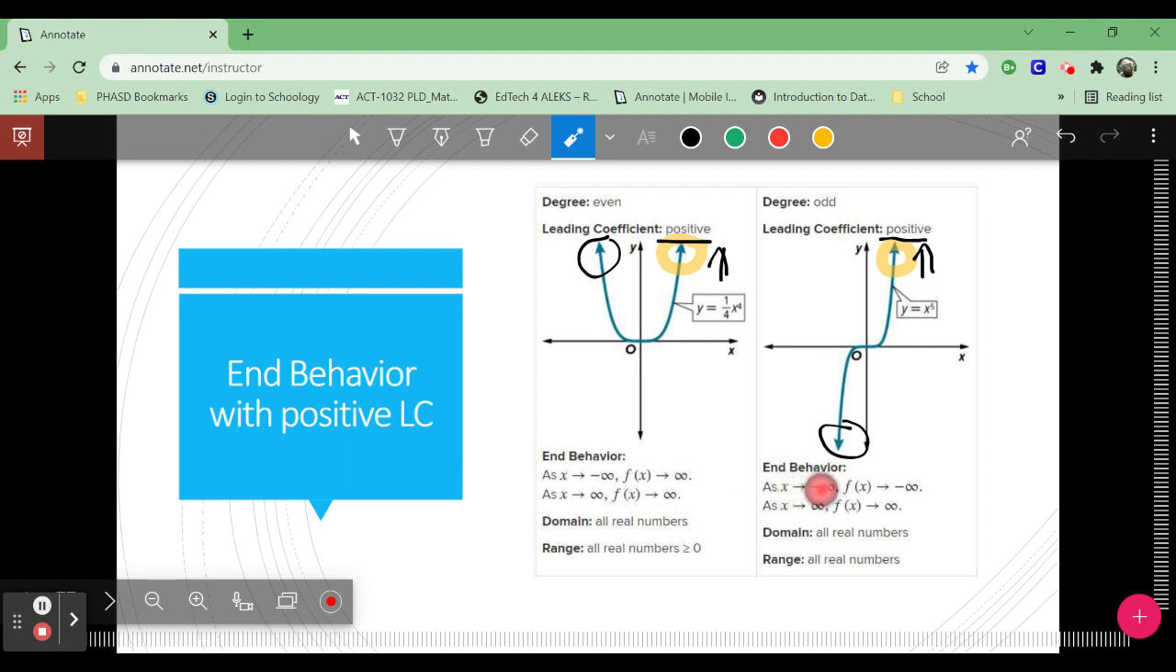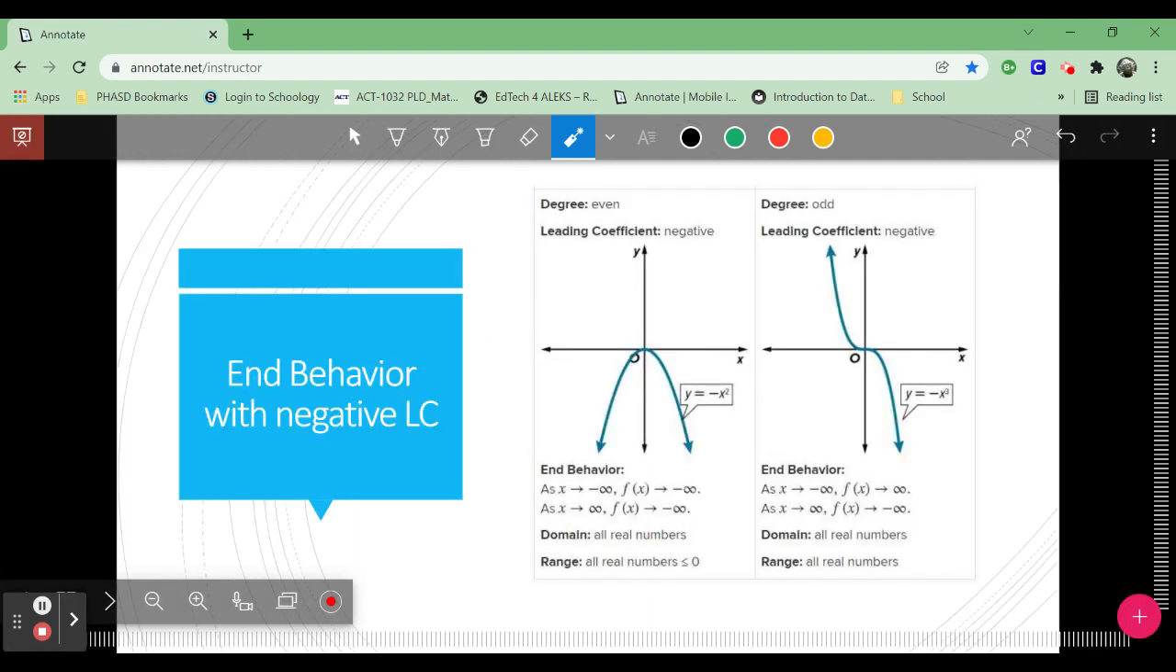Same thing here, left and down in this case, and right and up. So when I look at negatives, this is negative x squared and negative x to the third. The leading coefficient in both cases is -1. This is an even. This is an odd. But that leading coefficient being negative tells me that the right-hand side is going down. And then even, they're going the same way. Odd, they're going opposite ways.